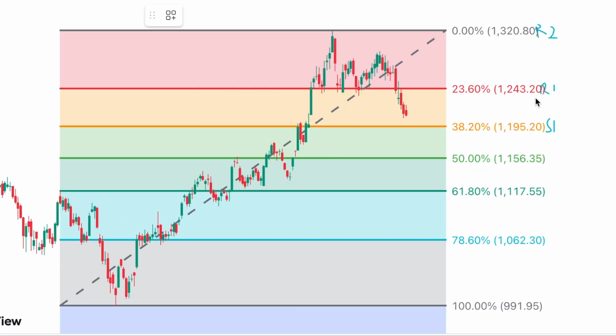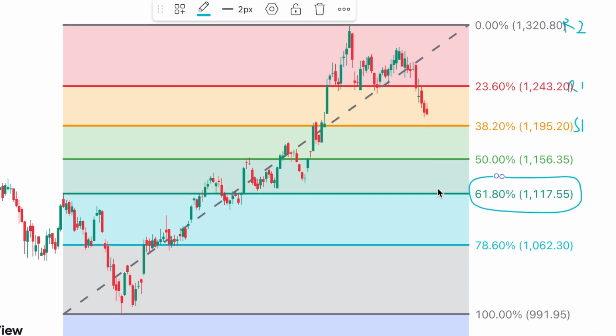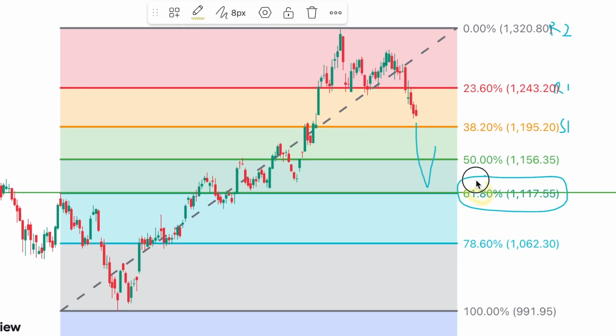loss or profit booking. So now we have all these levels here, but what we need for this strategy is just the golden ratio level, which is the 61.8% level. Well, this level acts as a strong support or resistance point. When the price retraces to this level, there's a higher probability of it bouncing back in the trend's direction. So this is going to be our main level for this strategy.